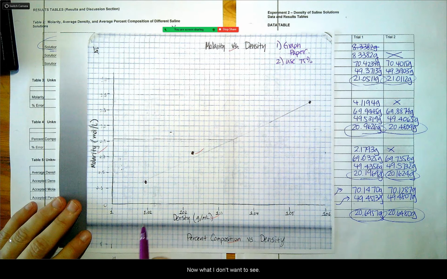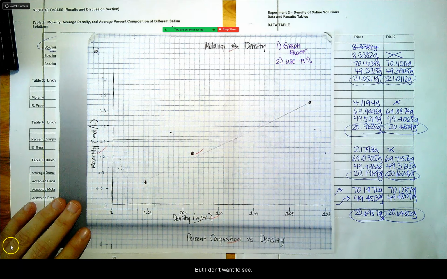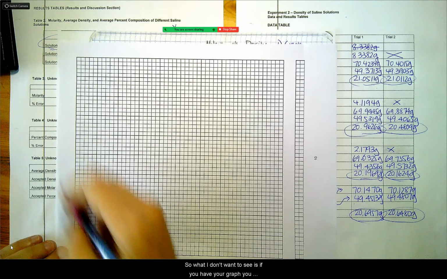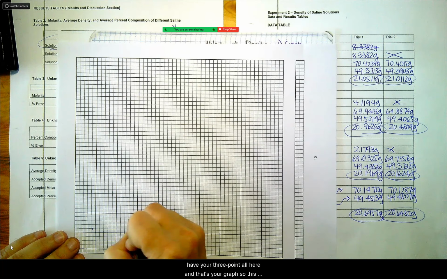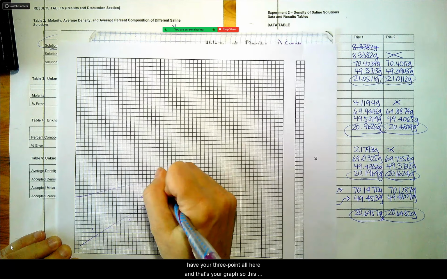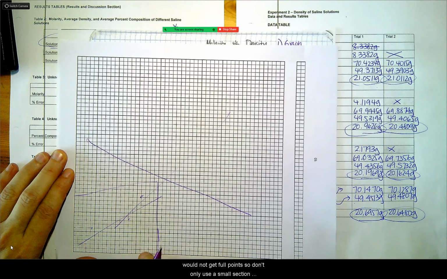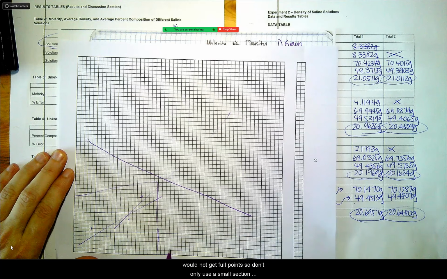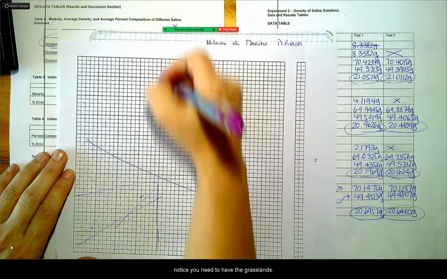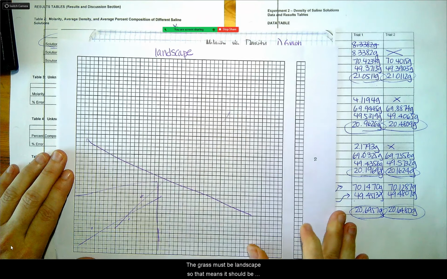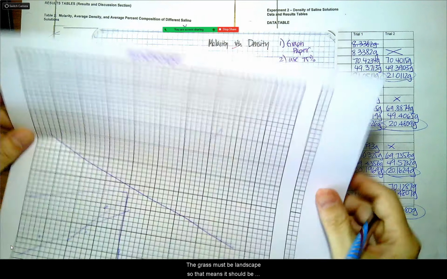What I don't want to see is if you have your 3 points all here, and that's your graph. This would not get full points, so don't only use a small section. Notice you need to have the graph landscape. The graph must be landscape. That means it should be sideways like this, not portrait, right?